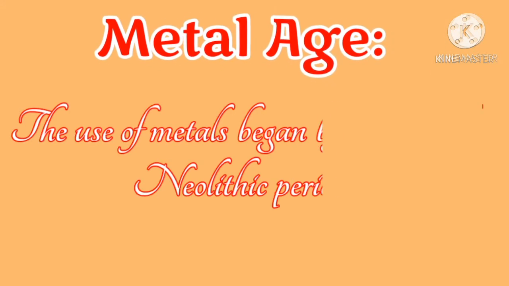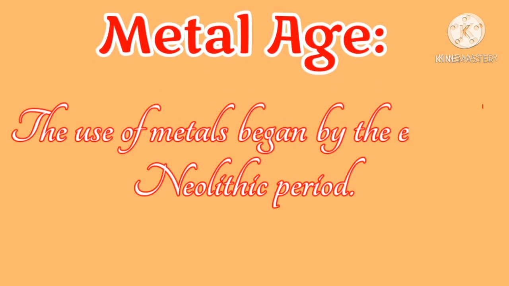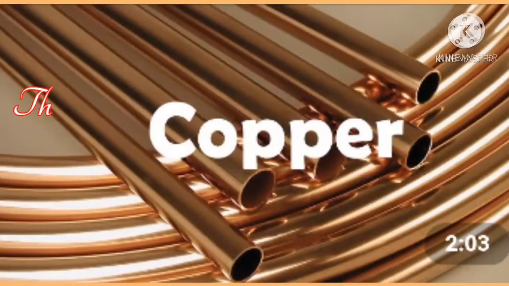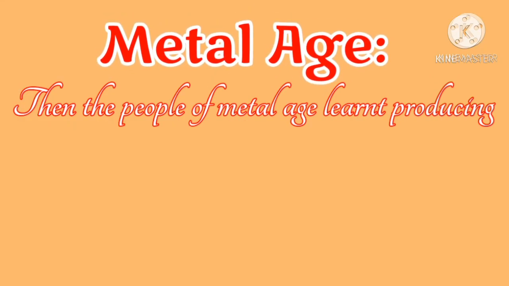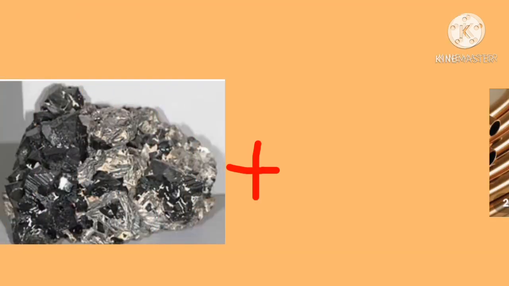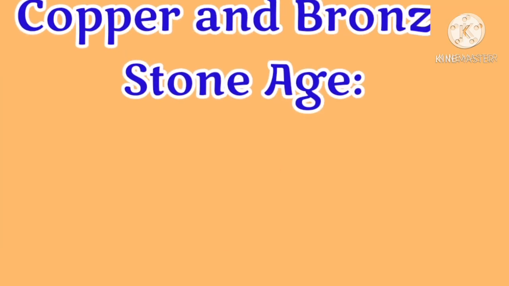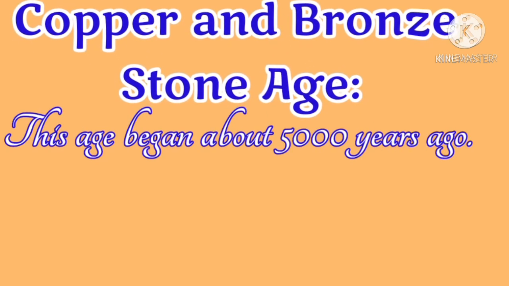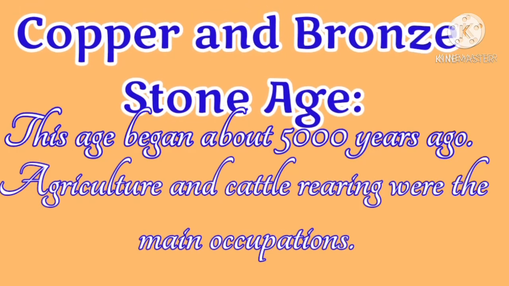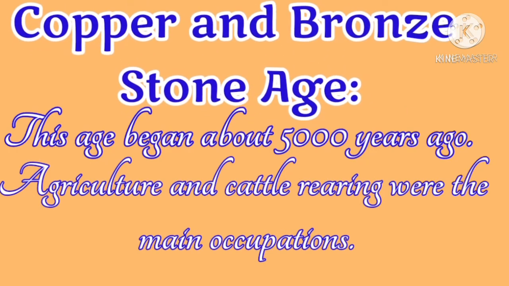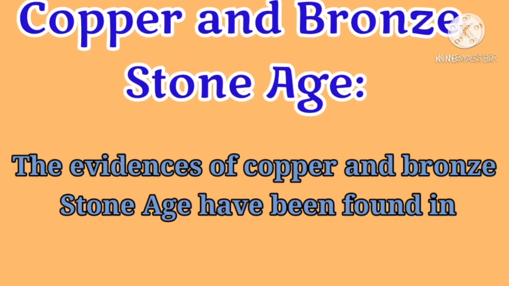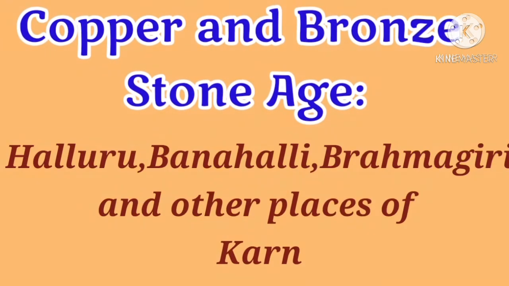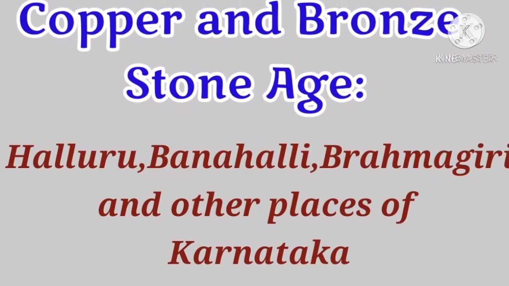Metal Age. The use of metal began by the end of the Neolithic period. The first metal that human beings used was copper. Then the people of the Metal Age learned to produce bronze by mixing tin and copper. Copper and Bronze Age. This age began about 5000 years ago. Agriculture and cattle rearing were the main occupations. The evidences of the Copper and Bronze Age have been found in Haluru, Banahalli, Brahmagiri and other places of Karnataka.